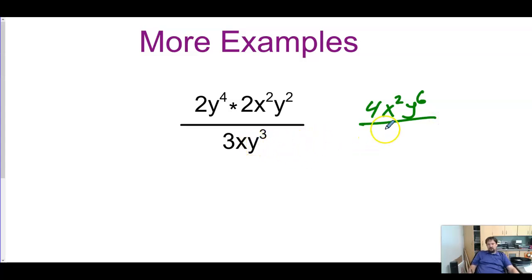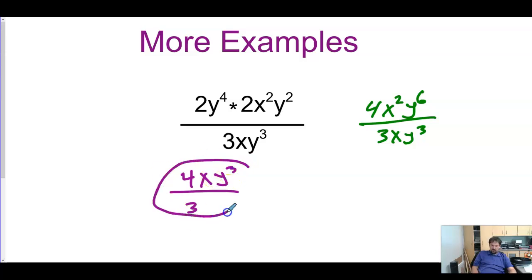Okay, so below here, we just bring over our 3xy cubed. Now for the answer, 4 divided by 3, we're just going to leave it as 4/3. x squared over x: 2 minus 1 is 1, goes on top. y to the 6th over y to the 3rd: 6 minus 3 is 3, so that's going to stay on the top. And I get 4xy cubed over 3 for my final answer.